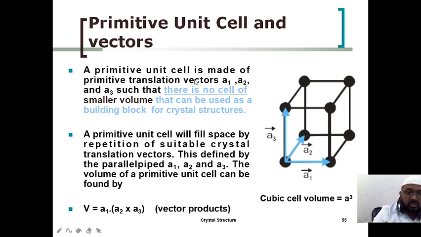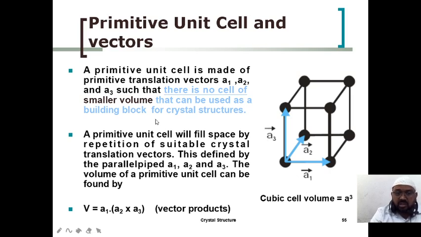Now this is called the primitive unit cell and vectors. A primitive unit cell is made up of primitive translation vectors, geometrically. Again, you take an example of the geometry. The choice of axes is yours. Here also, these are taken as the x, y, and z axes. Again, the position vectors are taken as a1, a2, and a3. Are you getting me?